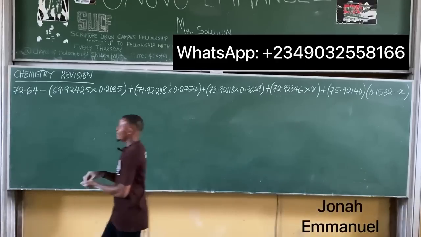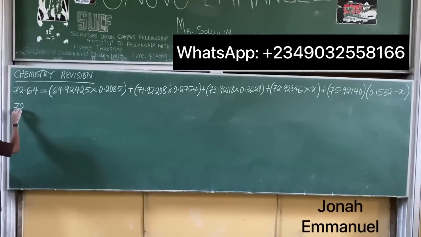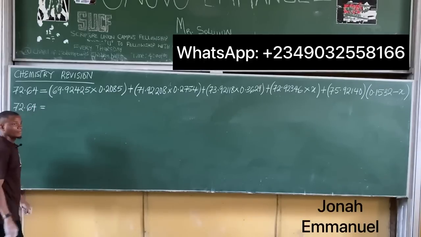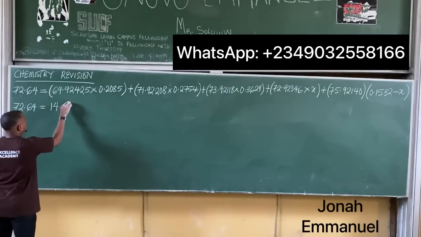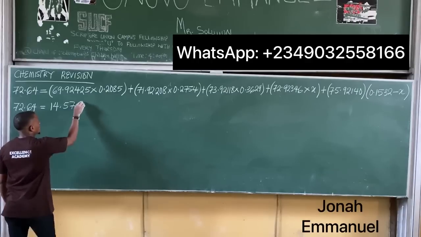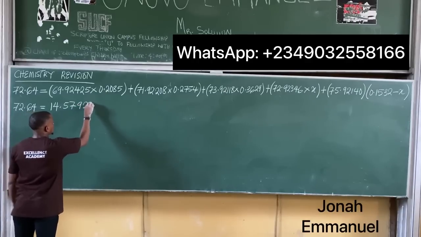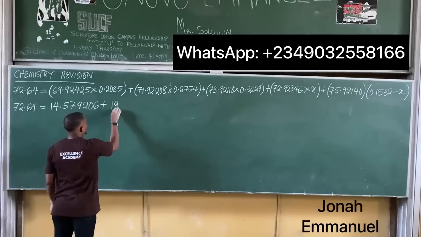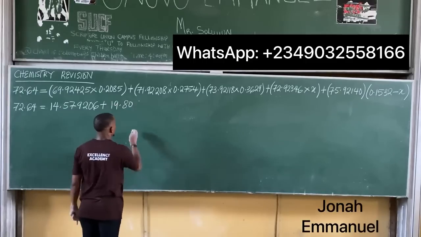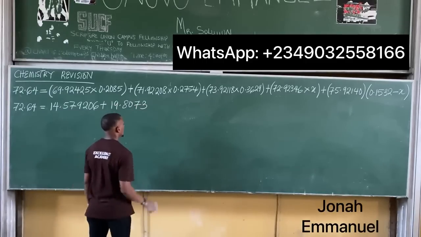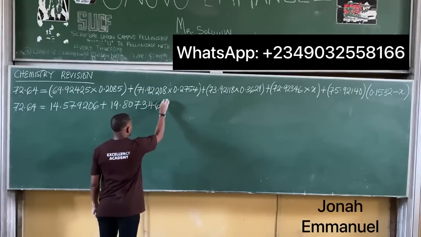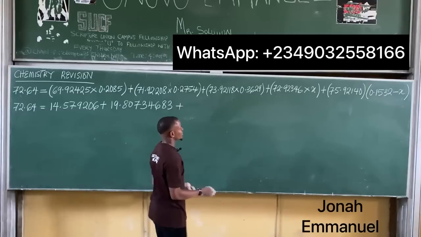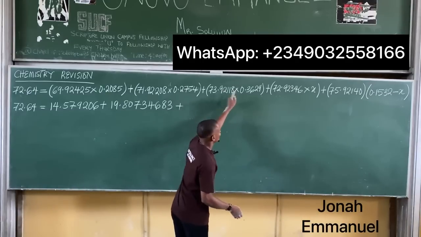So I have 72.64 is equal to this value, please. 14.579206 plus this one here. 19.80734683. Please be confirming the answers. This one, please.